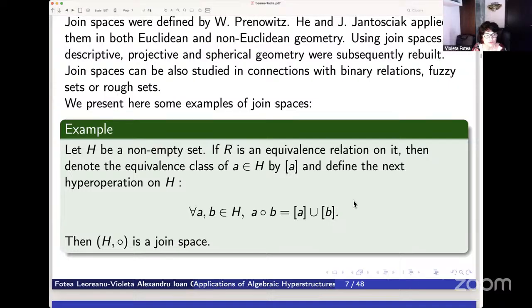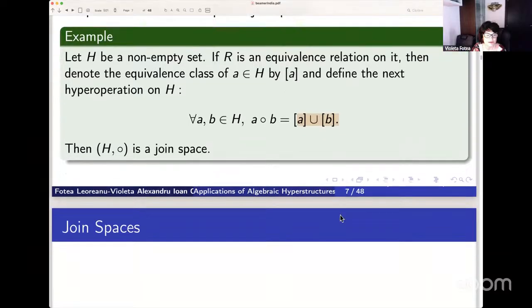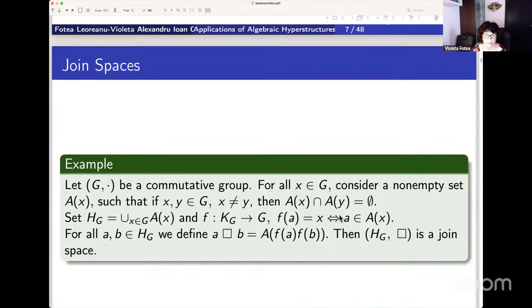First of all, a very intuitive example. If we start with an equivalence relation denoted by R, and we denote the equivalence class of A in this manner, we consider as a hyperoperation the product A times B, which is the union of these equivalence classes, and so we obtain a Jones space.